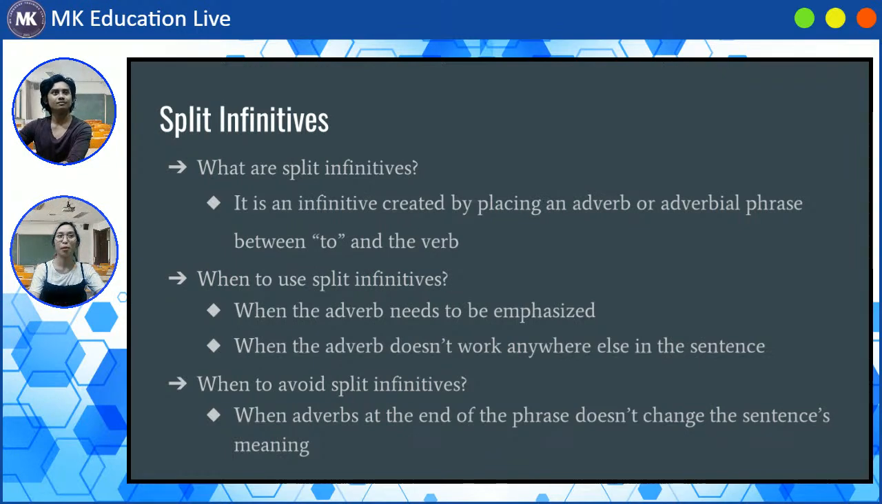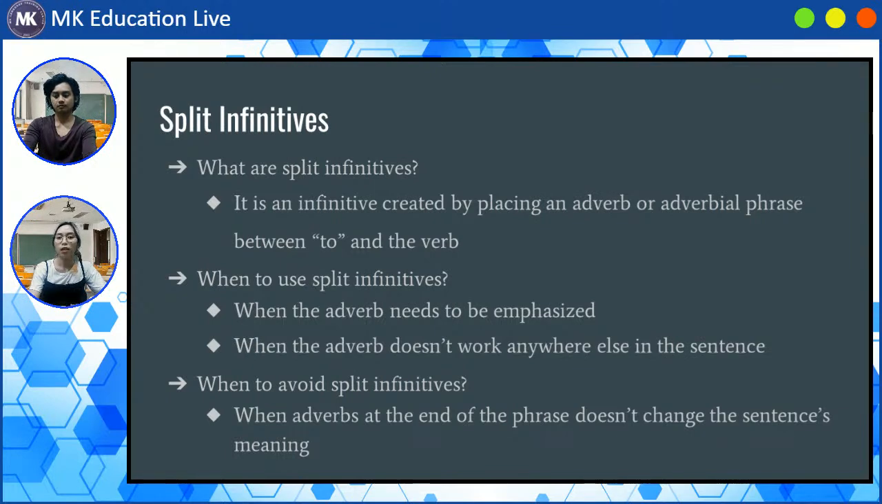Okay, so today we will be talking about split infinitives. So first of all, what are split infinitives? It is an infinitive created by placing an adverb, take note, an adverb or adverbial phrase between to and the verb. So it is located in between the word to and the verb. There are two uses of split infinitives: when the adverb needs to be emphasized and when the adverb doesn't work anywhere else in the sentence. That means the only location that the adverb works is between to and the verb.